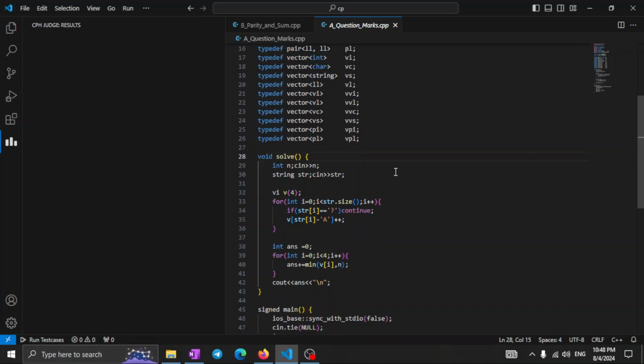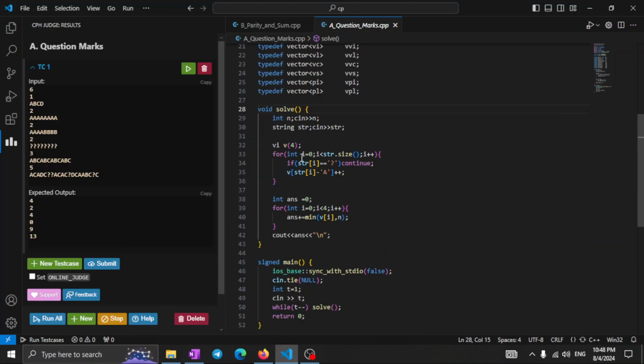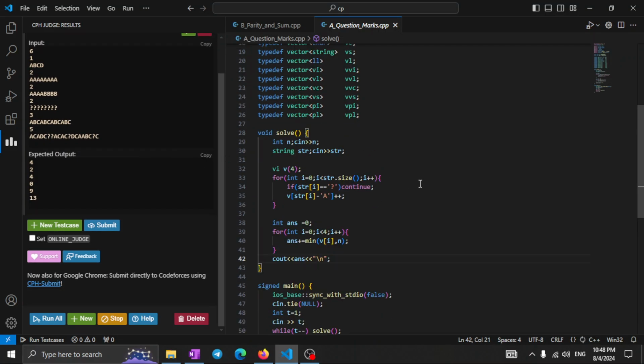Yes, this was the solution. Firstly I take the input, then I take a string as input, then I made a frequency array, or you can say vector. You can also use a map. Then I declare an answer variable, and I take the minimum of v at i and n, and I simply print out the answer. Okay, that's the solution.